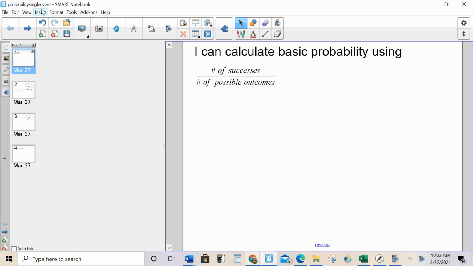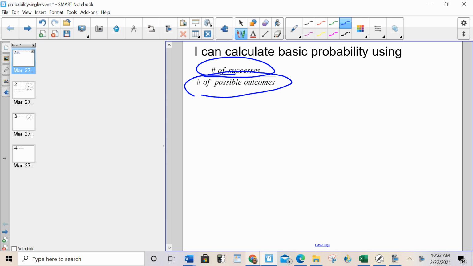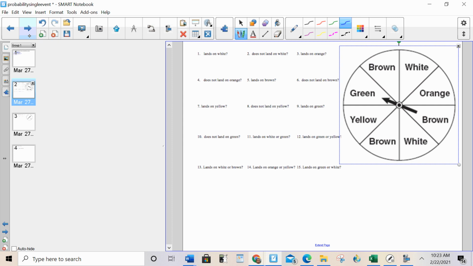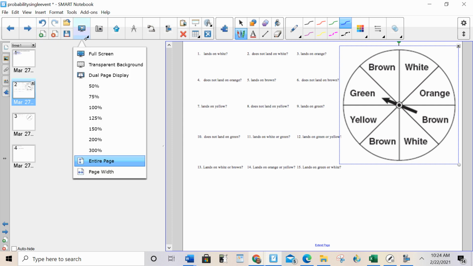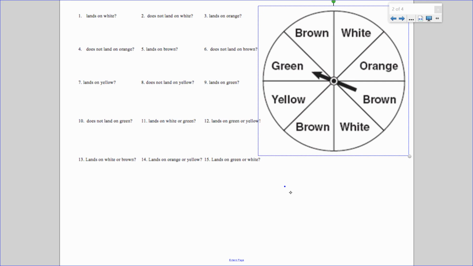So, I can calculate basic probability by basically making a fraction. The top of the fraction is the number of possible successes, and the bottom is the number of possible outcomes. So we're always going to set up probability as a fraction, and let's jump right into an example here. Let's see if I can make this bigger. Perfect. So I'm asking what the probability is that this spinner, when spun, lands on white.